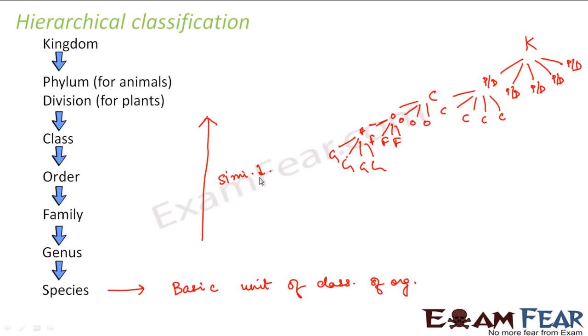Again, organisms who belong to the same family, even though they are from different genus and different species, share even lesser similarities. So as we go up, the similarities between the organisms keep decreasing. Finding it difficult to understand this?